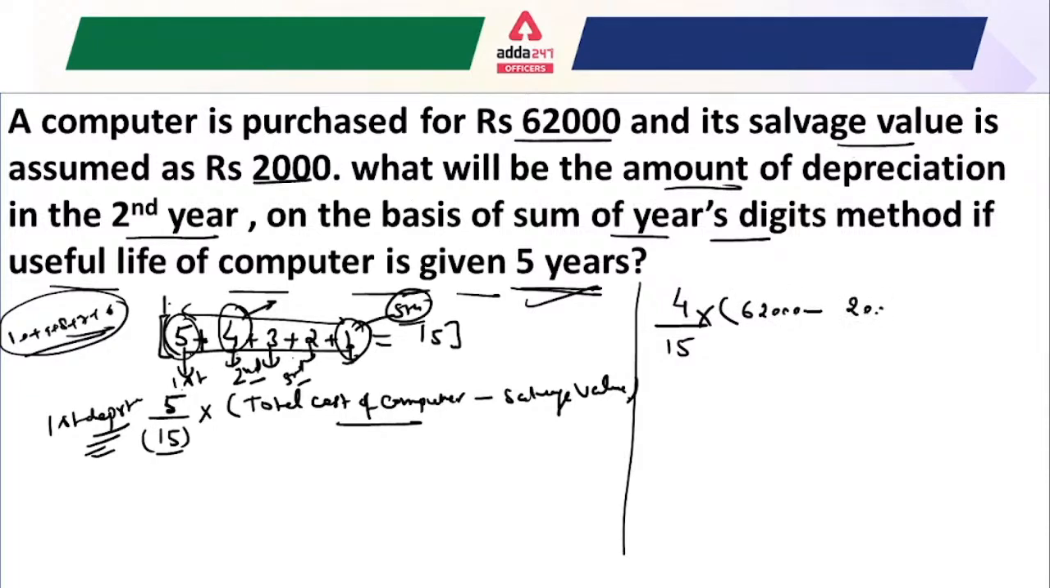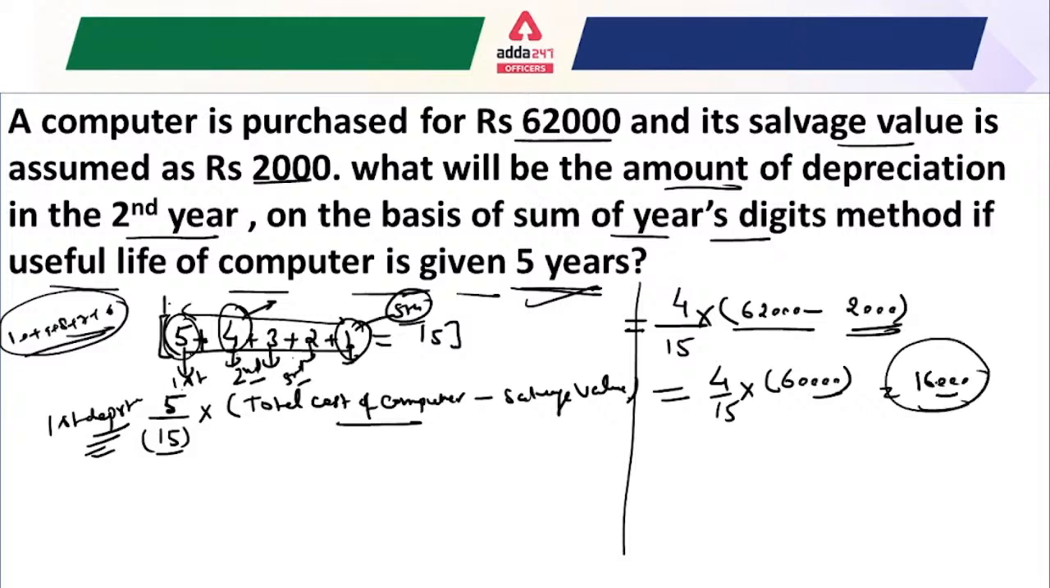So just subtract this 2,000. We have to calculate the amount of the depreciation here. So that would be 4 by 15, multiplied by your 60,000, right? So that would be equal to 16,000. Everybody is getting the same answer. That would be your answer, 16,000. I hope it is now understandable for everyone.